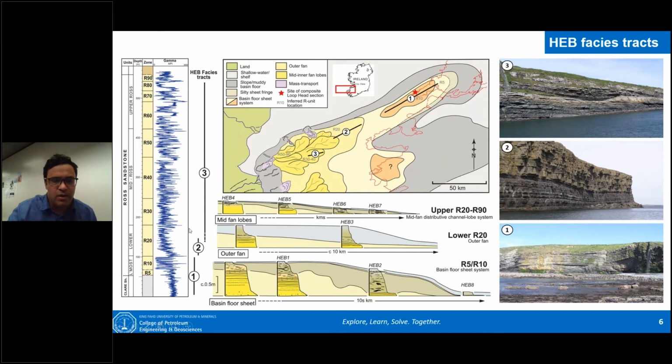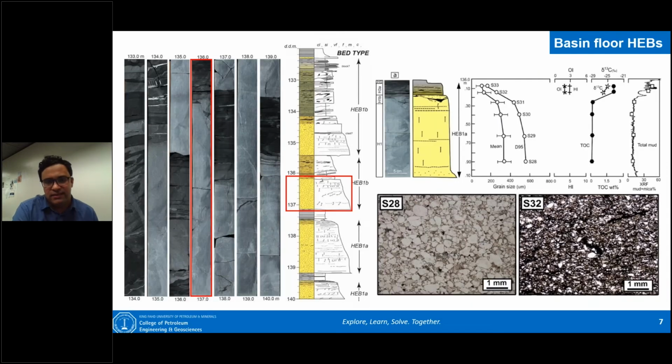And in the lower Ross, we have these muddier hybrid event beds, inferred to be deposited in outer fan settings. Then in the mid to upper Ross, we have thinner hybrid event beds deposited in a mid fan distributary channel lobe system. We analyzed these different bed types from different environments using petrography, organic geochemistry, and inorganic geochemistry as well.